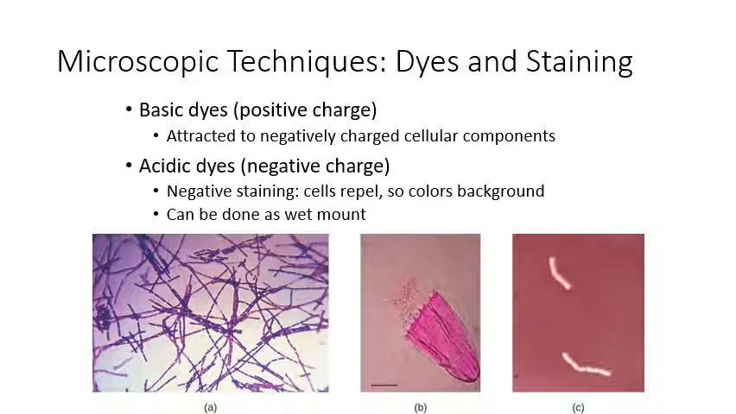So a basic dye is what's going to give you an image like the image A here, where we can see that each one of these individual bacteria has been stained. It's taken up that stain and we can see the shape of the bacteria. An acidic dye is going to give you kind of like, think about it as like a photo negative. So you're coloring in the background, but you're not actually staining the specimen itself. So that would be like what you're seeing in image C here as an acidic stain.